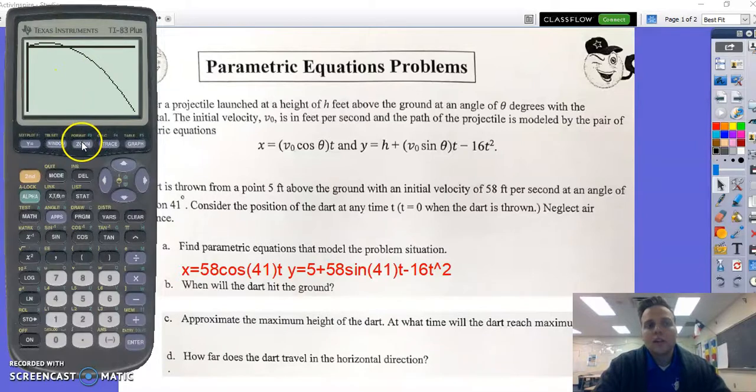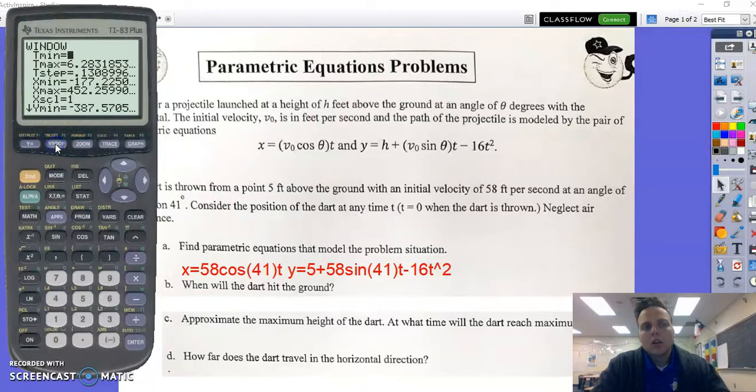So I'm going to hit zoom again and go to zoom 5, which is square. It squares my window up and allows me to get a little bit better of a shot at it. Now I can see a little bit better. When I'm thinking about all this, I just want to know where y is 0. That's all I care about. If I want to know where y is 0, I can go to my window and change my y minimum to 0. So I went to window, went down to y minimum, put in 0, and hit graph.